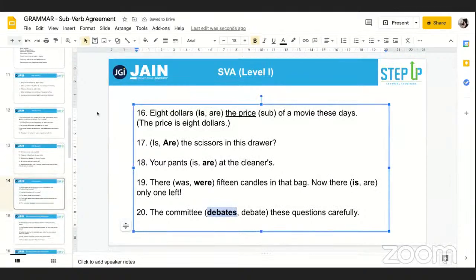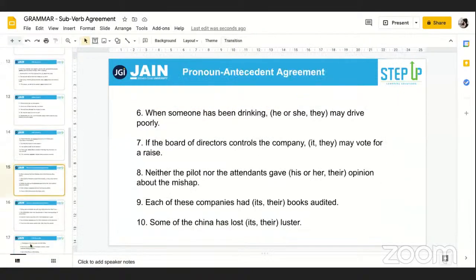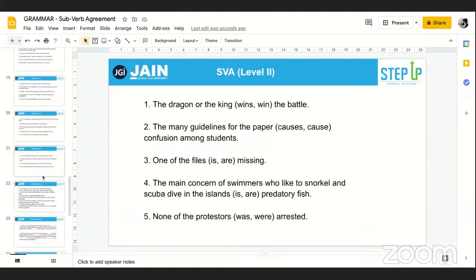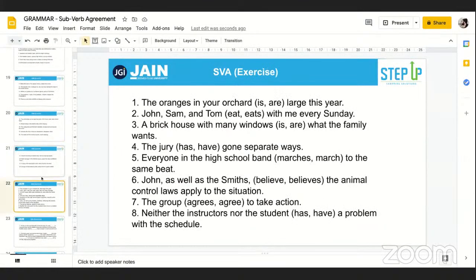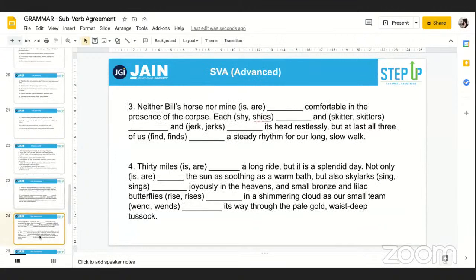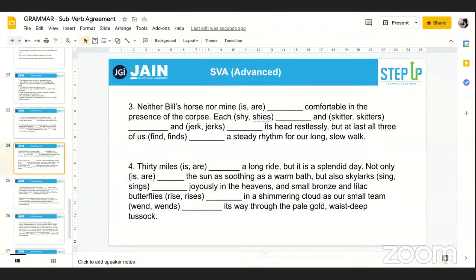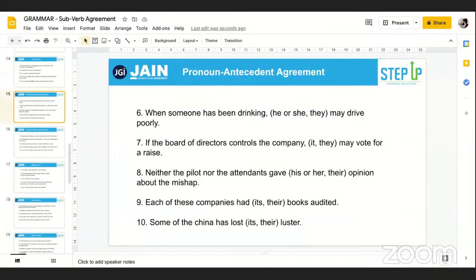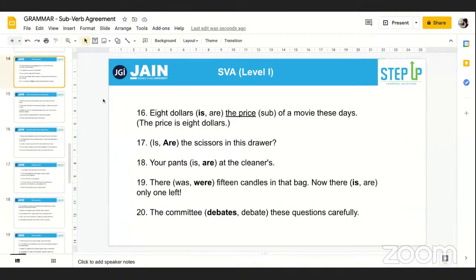Okay, so these are the simple basic questions. Then there is pronoun antecedent, and I also have level 2 questions, and advanced questions as well, where you will be solving a full paragraph. It's not that difficult, but you have to concentrate. Let's come back to the doubts you had. If you have any doubts, tell me.